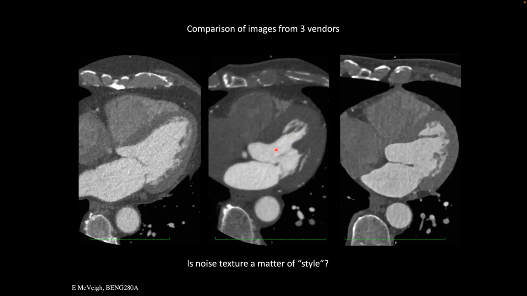But we had radiologists here. We bought this scanner, right?